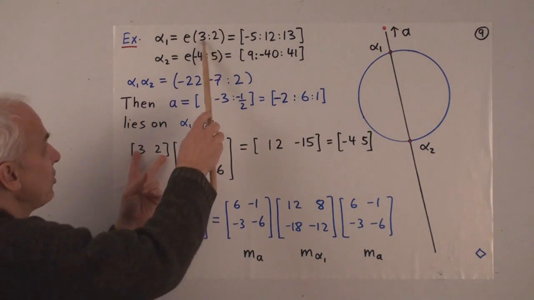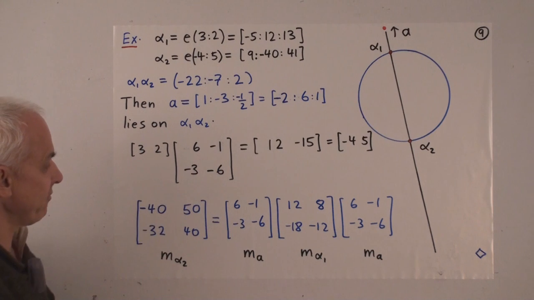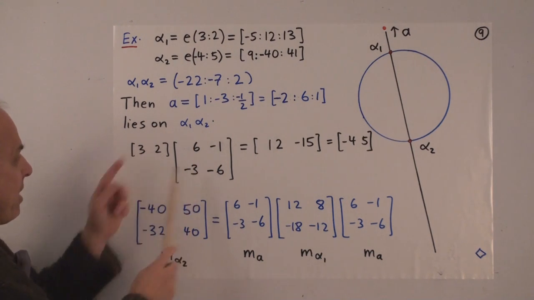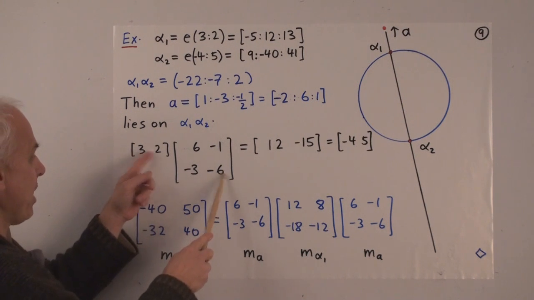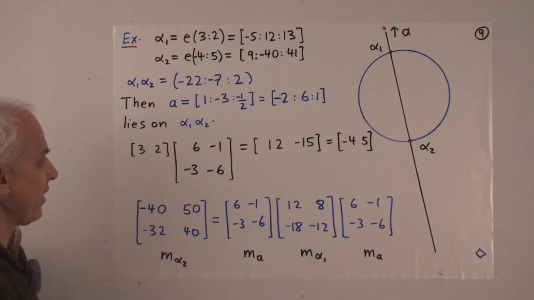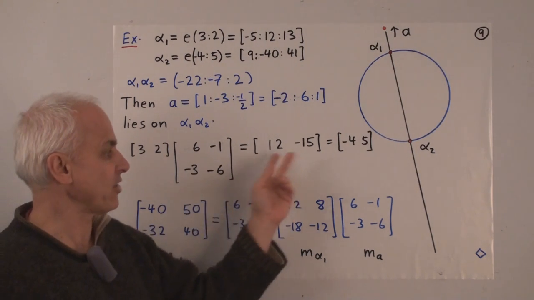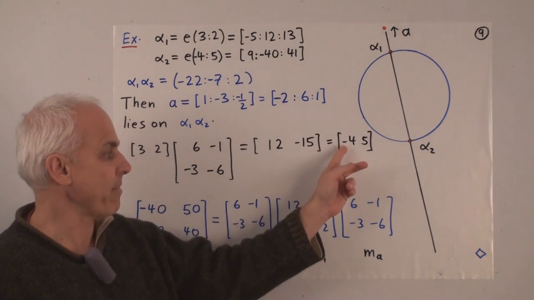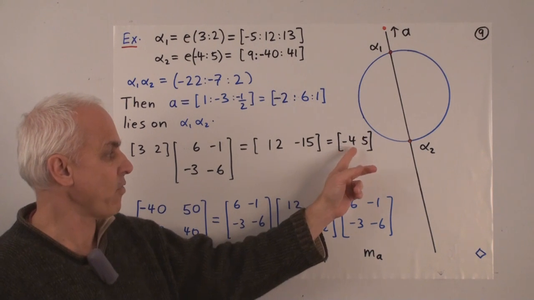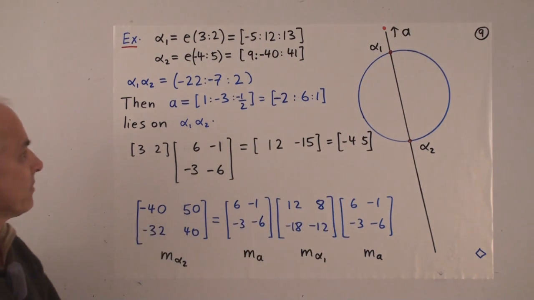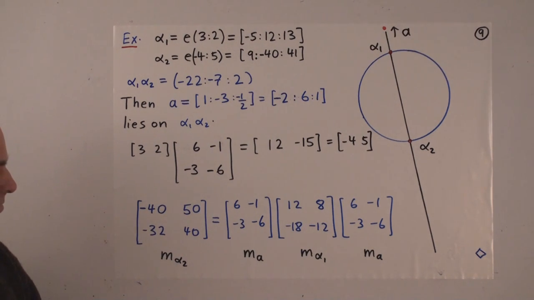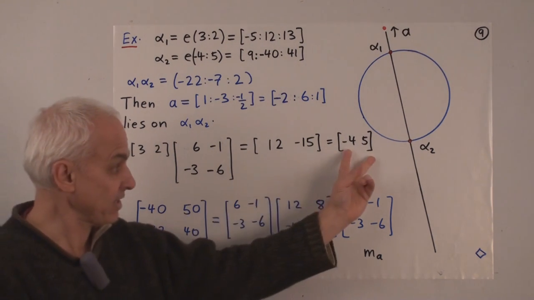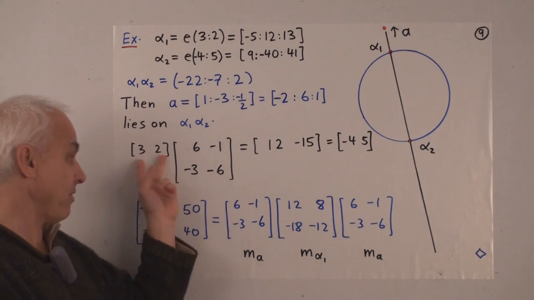So if we take 3 to 2, we multiply by this projective matrix. 18 minus 6, that's 12. And minus 3 minus 12, that's minus 15. And then we can cancel a factor of 3 and maybe multiply by minus 1. That's minus 4, 5. That is indeed the proportion of alpha 2. And you can check that if we take this vector and multiply it by this matrix, well, we get that one there.